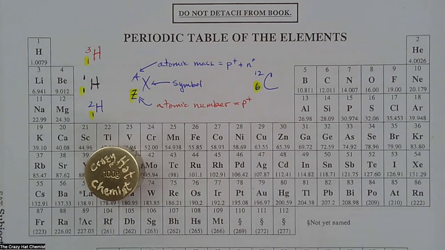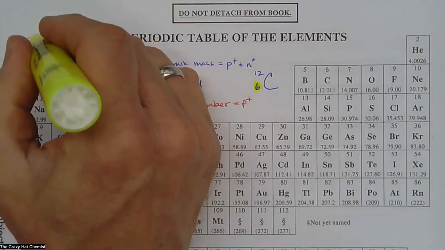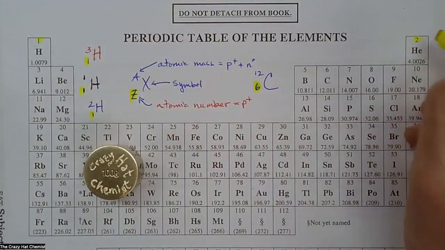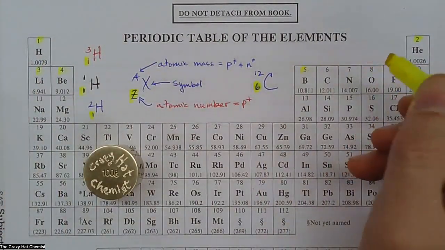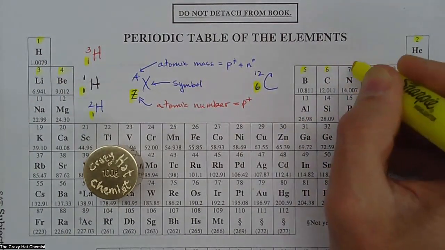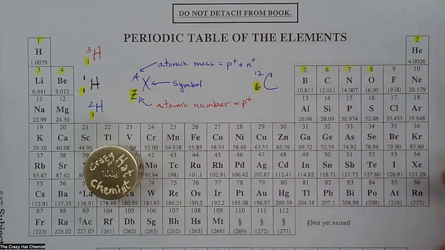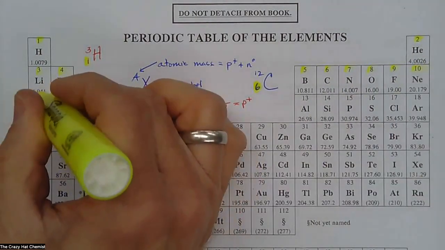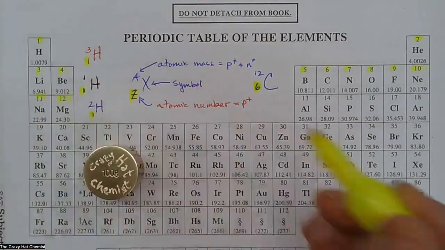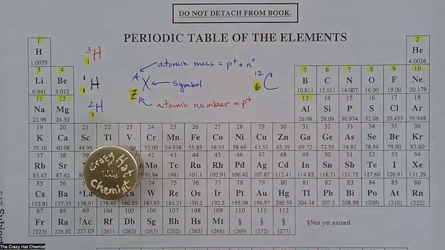So that is, for example, 1 for hydrogen, 2 for helium, 3 for lithium, 4 for beryllium, 5 for boron, 6 for carbon, 7 for nitrogen, 8 for oxygen, 9 for fluorine, 10 for neon, 11 for sodium, 12 for magnesium, 13 for aluminum, etc. Right? So the atomic number is equal to the number of protons.